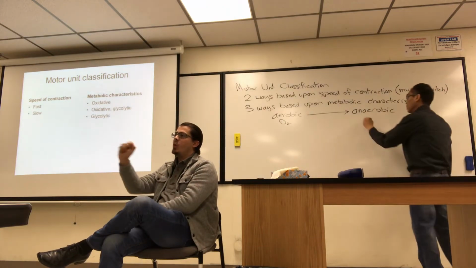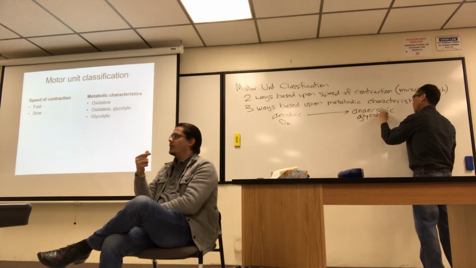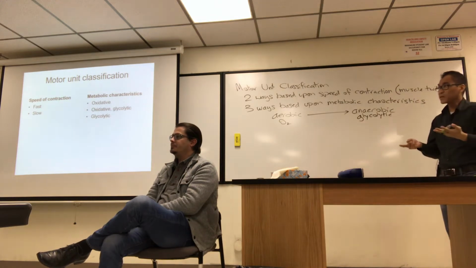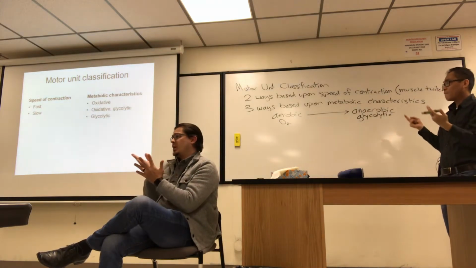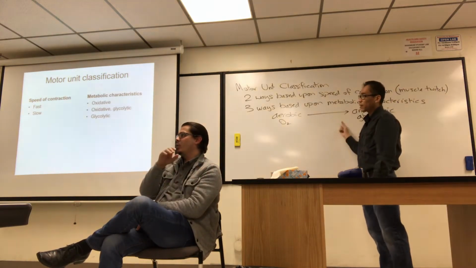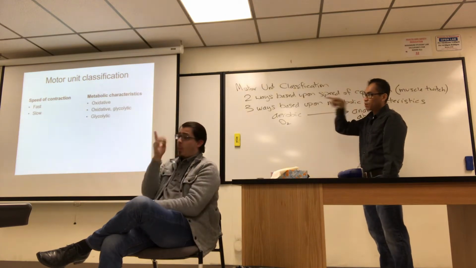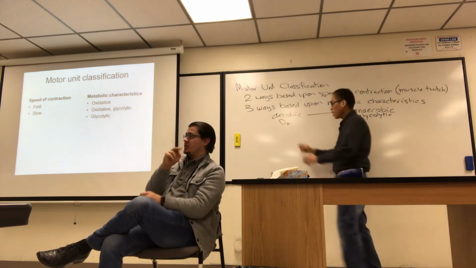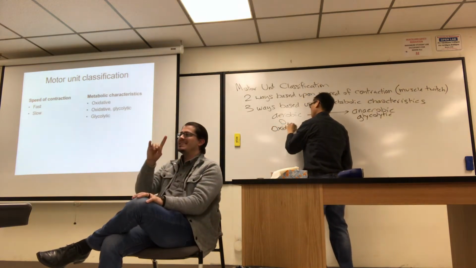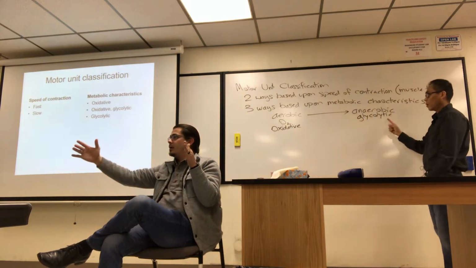Okay. Glycolytic. That's kind of the range. And then in between, some cells could be both. They have both the aerobic and anaerobic. So the range is on one end, your oxidative, right, O2, oxidative. And then on the other end of the spectrum, your glycolytic, or your both.